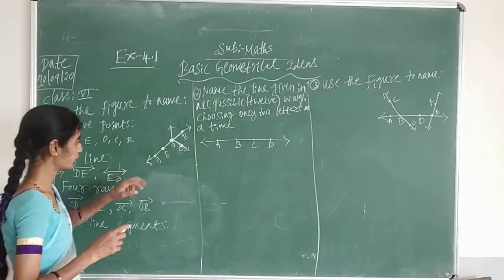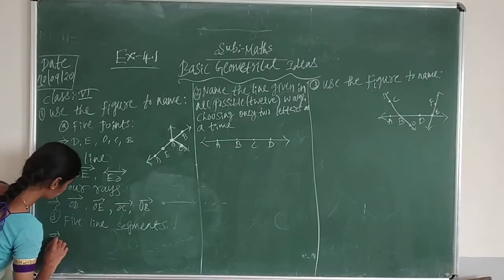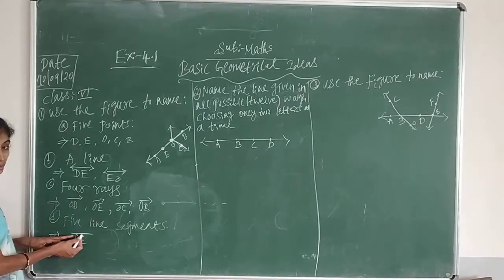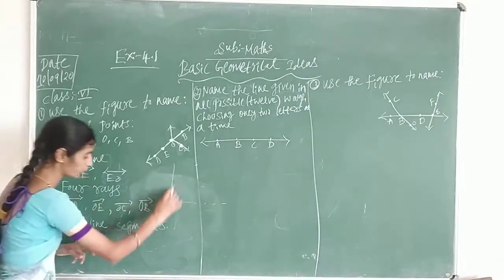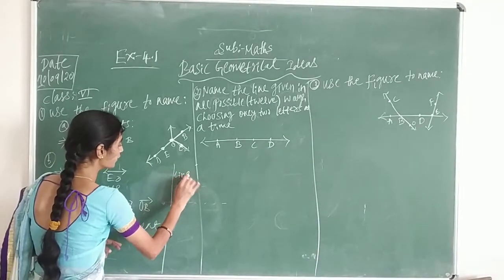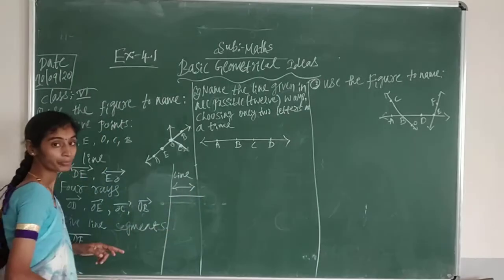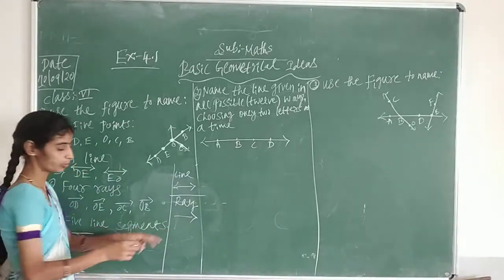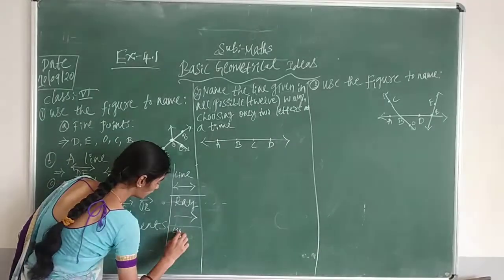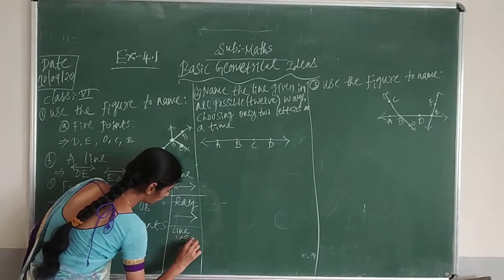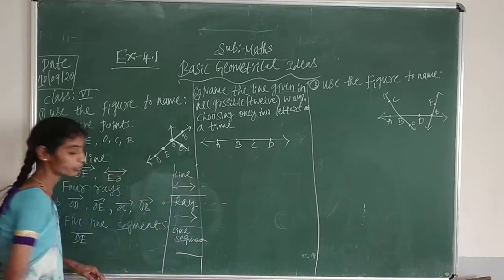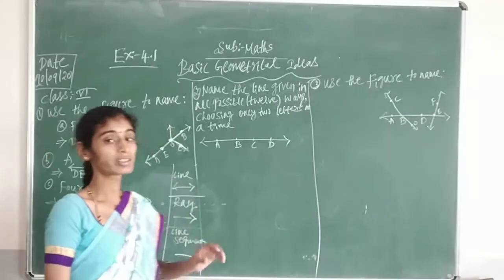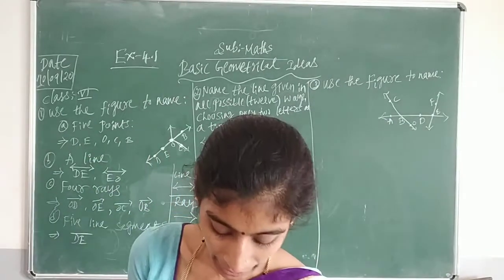So now from this figure, you can take DE as a line segment, and the symbol for the line segment is this. I am going to write here that the line is denoted by this symbol, and the ray by this. This is the symbol for the line segment. So from this figure, you need to write the 5 line segments.